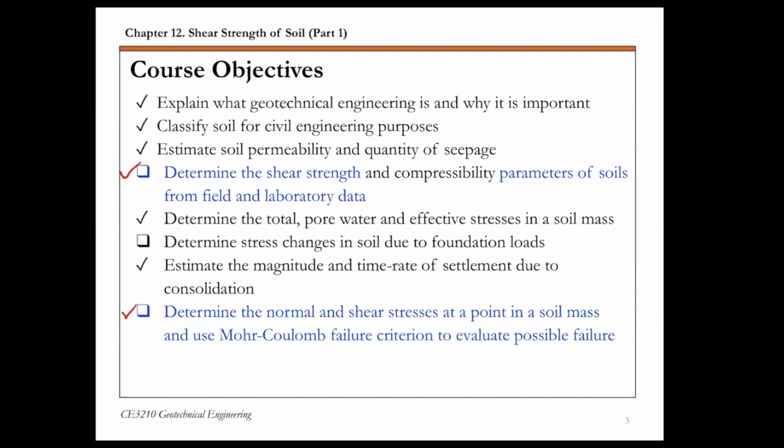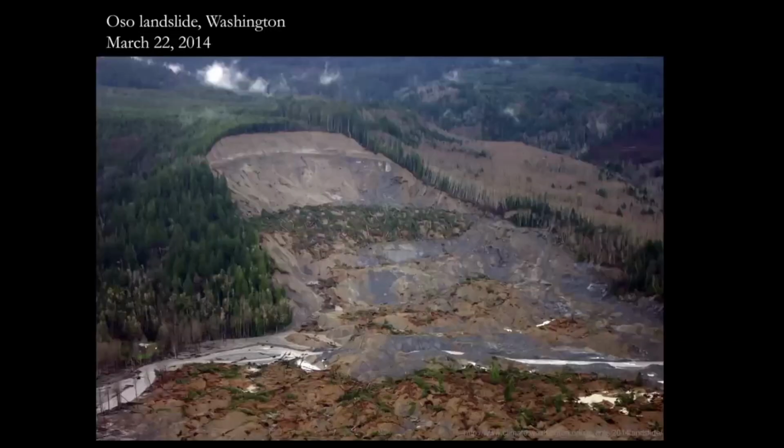And before I introduce this concept of shear strength, I want to show an example, a case that relates to this concept. This is the Oso landslide that happened back in 2014 in Washington State. This is a picture of the slope after the landslide happened. And this is really a catastrophic event. So we know it caused casualties and economic loss.